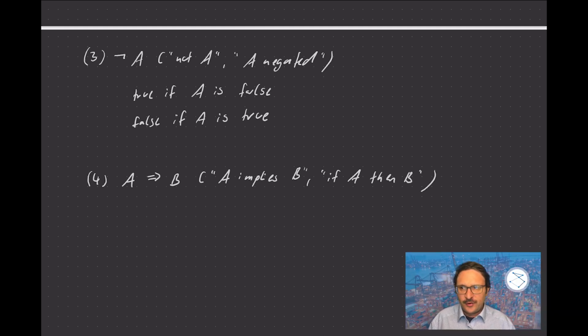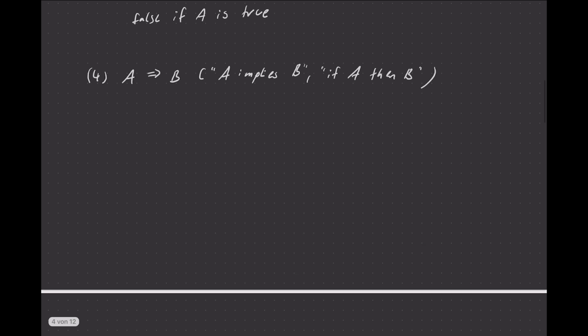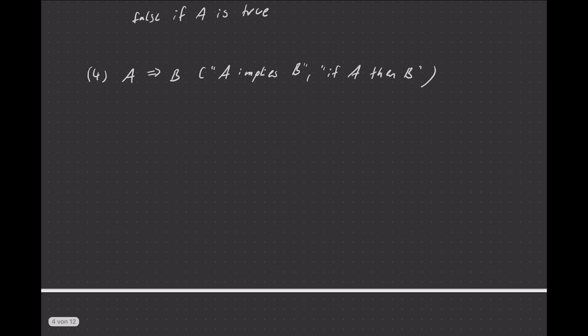Such a statement is true if whenever A is true, B is also true. In particular, whenever A is false, there is no requirement for B. So the whole statement, A implies B, is always true if A is always false. Yeah, that's maybe a little unusual, a little complicated. You have to get your head around that.